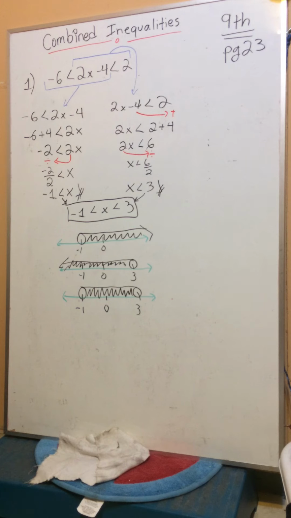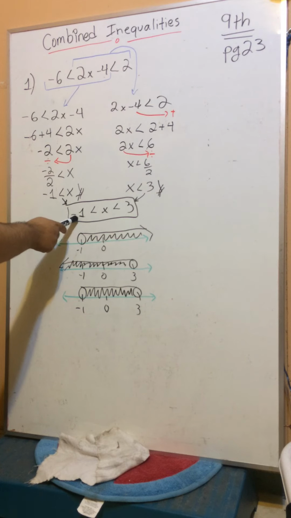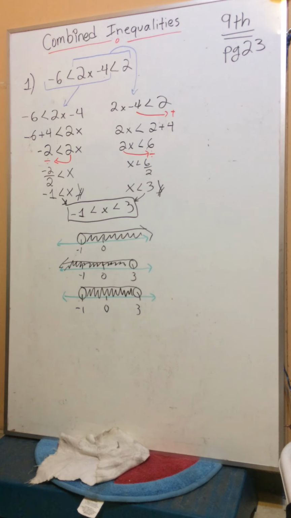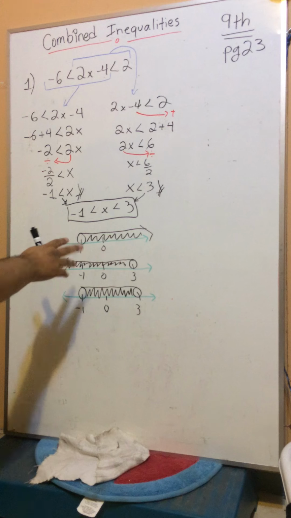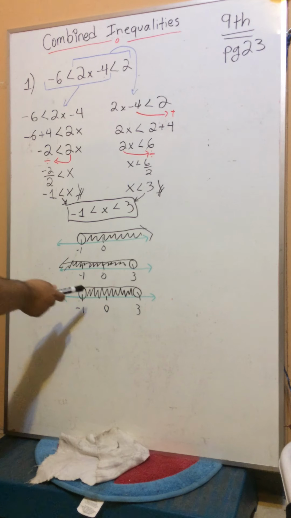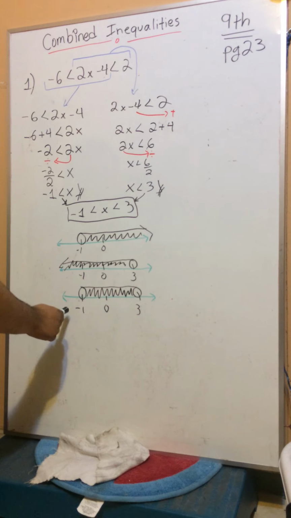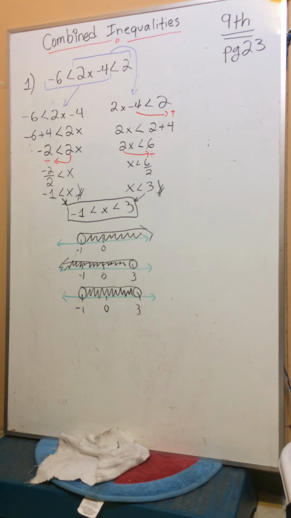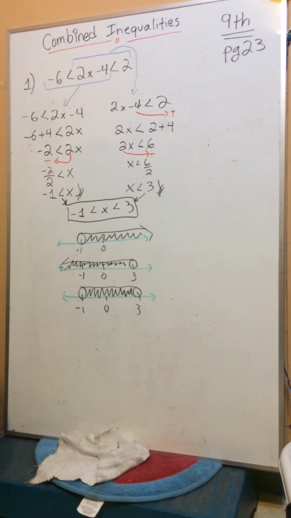Can we prove it? Yes. Let's use 1. Is 1 greater than minus 1? Yes. And is 1 less than 3? Yes. So we know it's true. Let's try a number outside. Let's say 5. Is 5 greater than minus 1? Yes. But is 5 less than 3? No. So this could be true, but if it's not true for both, then it's not correct. We're looking for numbers that are true for both, so that's why we have this area. We're looking for the combined inequalities, the ones that are shared between the two inequalities.